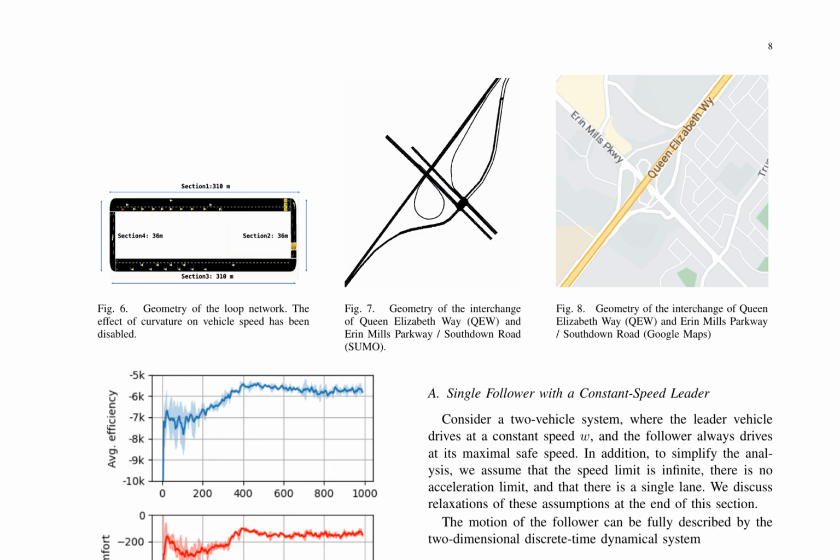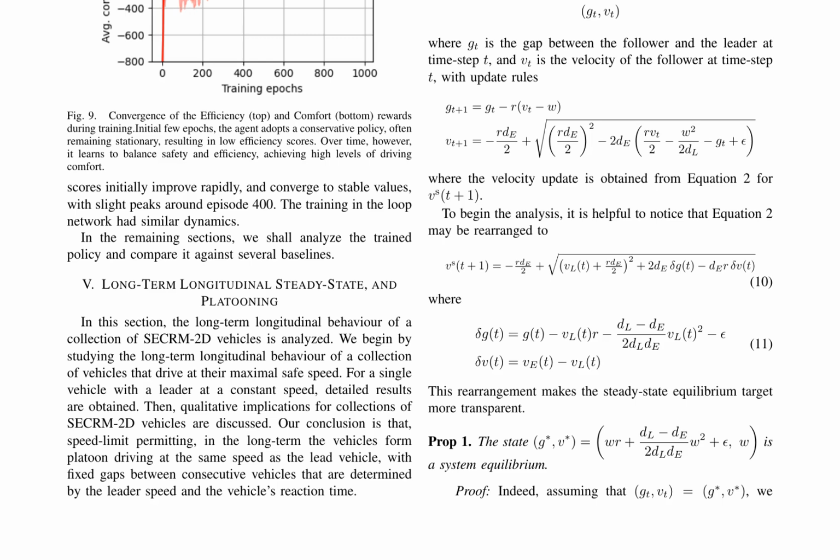SL2015 lane change model. The system's training configuration, including parameters like discount factor, simulation time step, and learning rates, is detailed. The convergence of efficiency and comfort rewards during training is shown, indicating the system learns to balance safety and efficiency. The paper concludes by analyzing the long-term longitudinal behavior of a collection of vehicles, demonstrating the formation of platoons at the same speed as the lead vehicle.